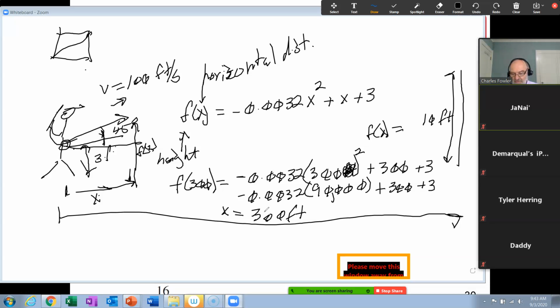Pull out my calculator. Okay, and I'm going to do 0.0032 times 90,000, equals 288, but there's a minus sign in front of it, so I'm going to make that minus 288 and add to that my 303. 300 plus 3 is 303. And what do you get? I get 15 feet.